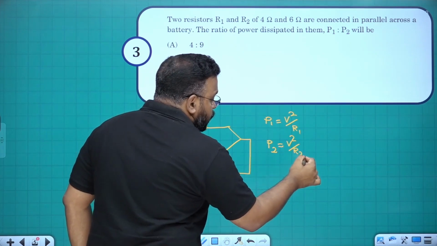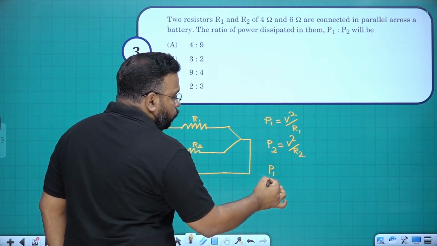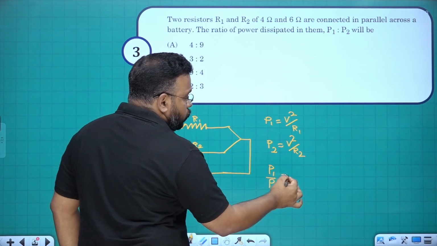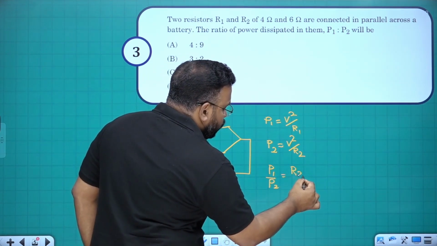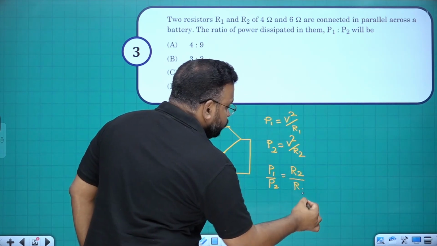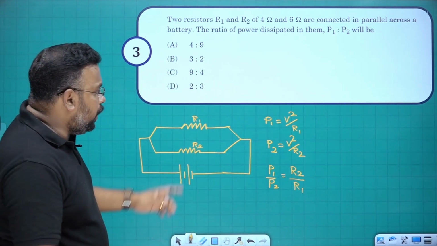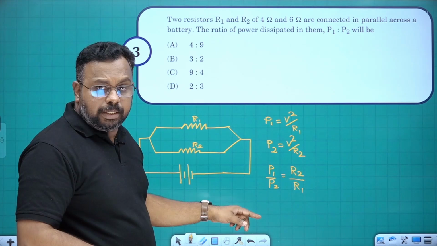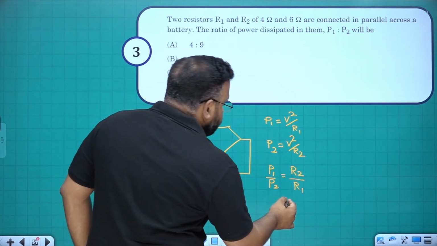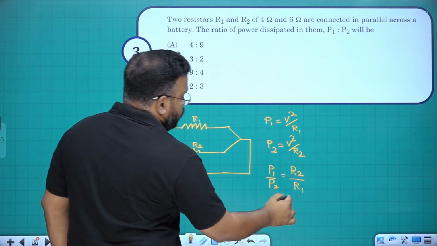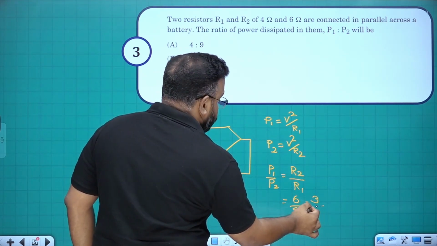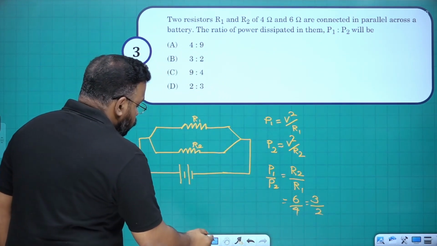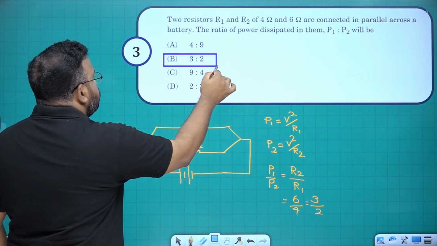They are asking what is the ratio? P1 by P2, which is equal to V square by R1 by V square by R2, which is R2 by R1. Isn't it? V square cancels. So we get R2 by R1. So that's it. What is R2 value? 6. R1 is 4. 6 by 4, which is equal to 3 by 2. So the answer is 3:2, which is option B.